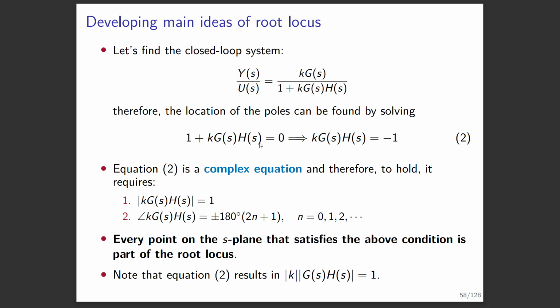So now you're trying to do the same thing. You're saying if you want this denominator to be 0, you can plug in different values of s, doesn't matter what you use. If you want the denominator to be 0, that means that this term should be -1, which means that the magnitude of it should be 1 and the angle of it should be positive or negative 180 degrees.